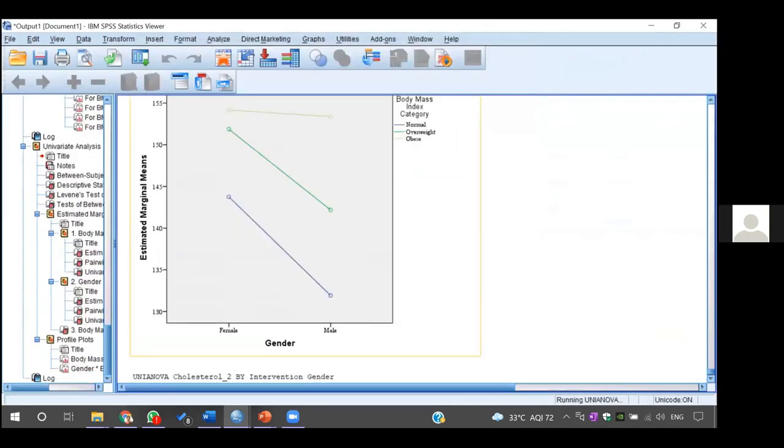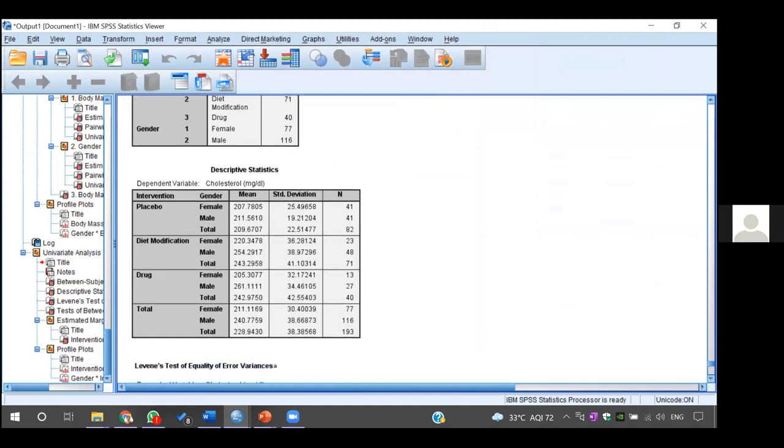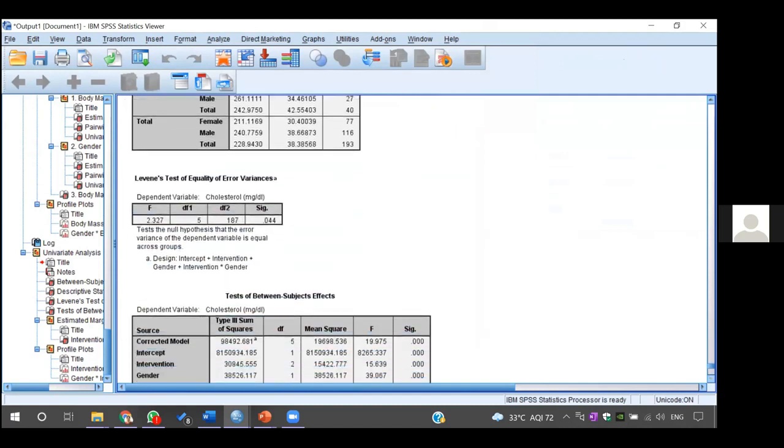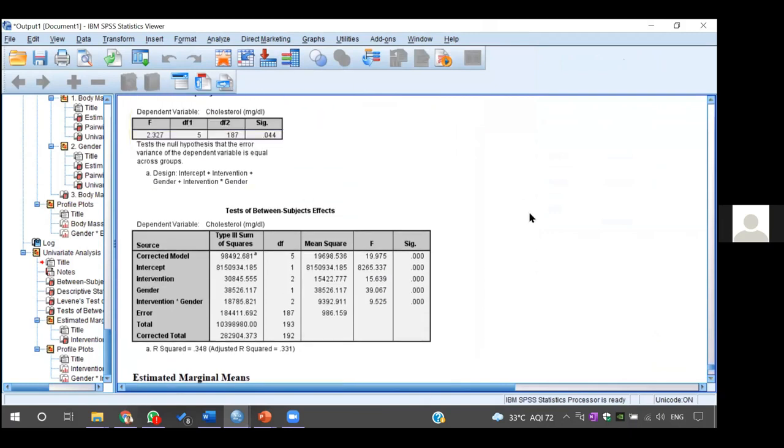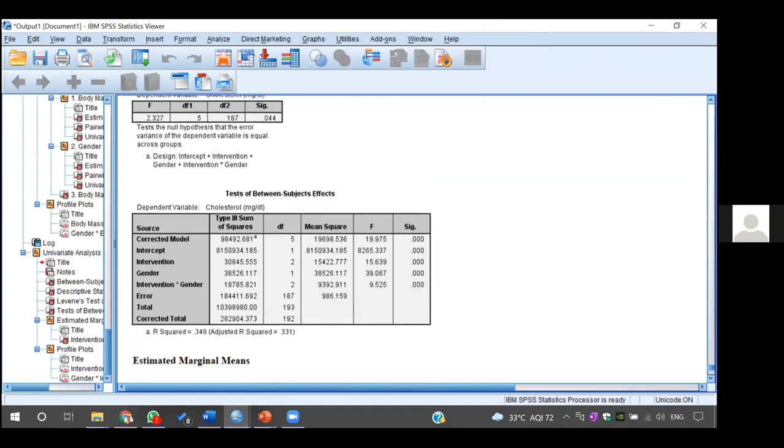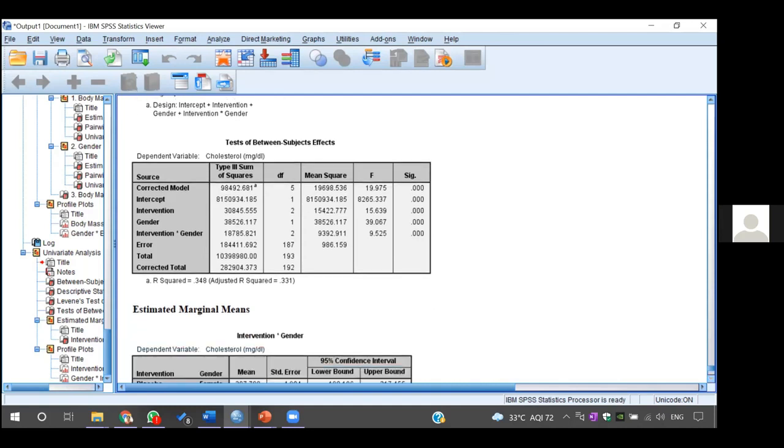So if you press OK, it will lead to a descriptive table, this Levene's test, and then so Levene's test, you can see that homogeneity of variance is not met because this value is less than 0.04, but this is borderline, so we can go ahead. And then you can go for this table. So this is most important. So if you focus here regarding the interaction, you can see here that all 3 terms are significant here. This interaction is significant, gender and intervention.